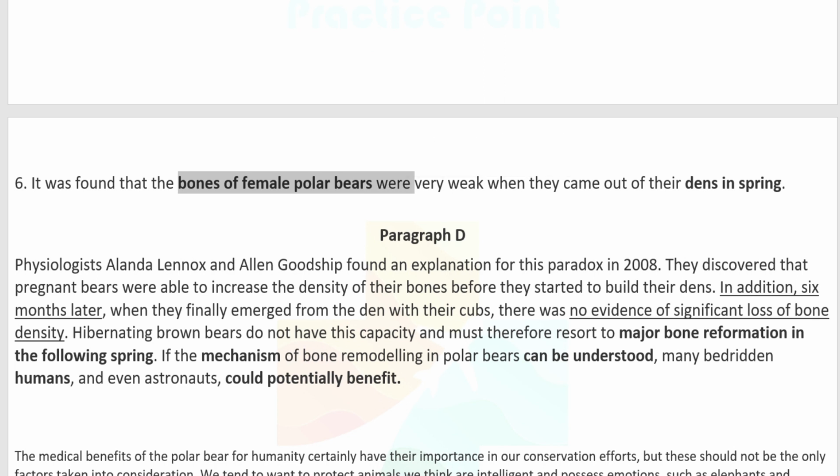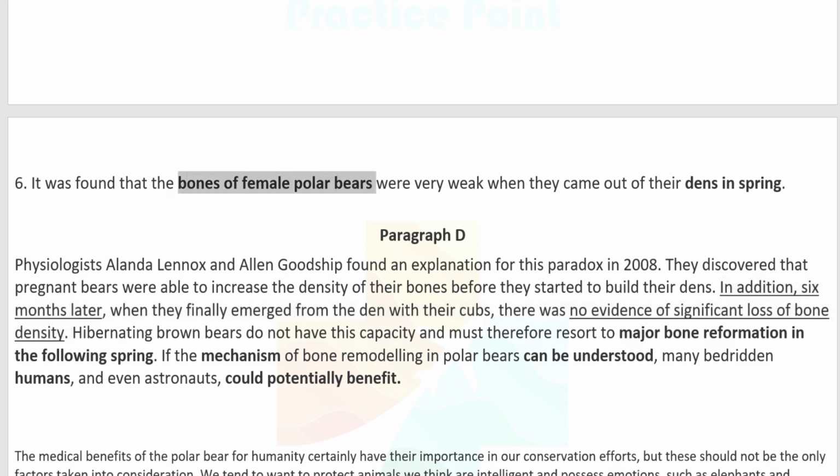The keywords of the sixth question we have got at the middle of paragraph D. They discovered that pregnant bears were able to increase the density of their bones before they started to build their dens. In addition, 6 months later, when they finally emerged from the den with their cubs, there was no evidence of significant loss of bone density.